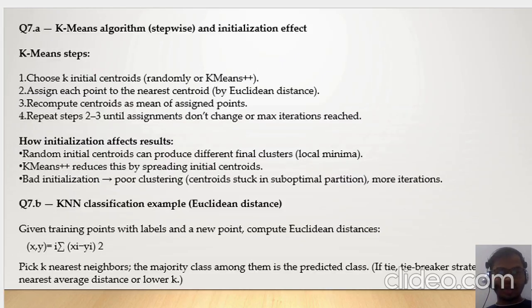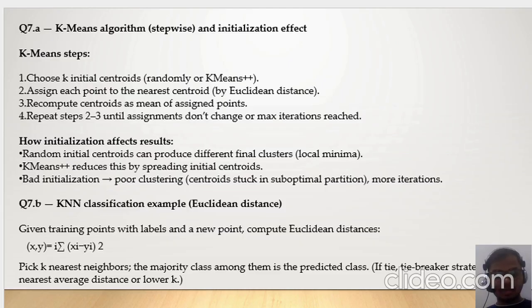Now question number 7: k-means algorithm step by step and initialization effect. K-means steps: choose k, initialize centroids, assign each point to the nearest centroid by Euclidean distance, initialized randomly or by k-means plus plus. Recompute centroids as the mean of the assigned points. Repeat steps 2 and 3 until assignments do not change or max iterations are reached.